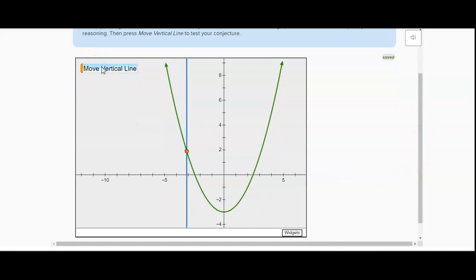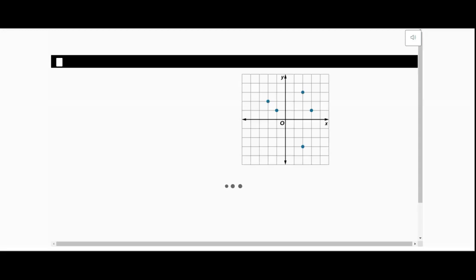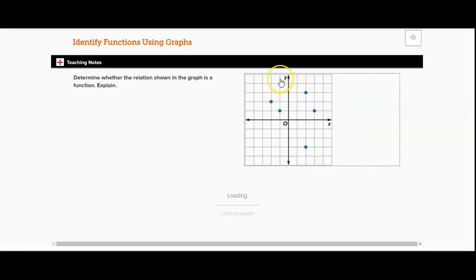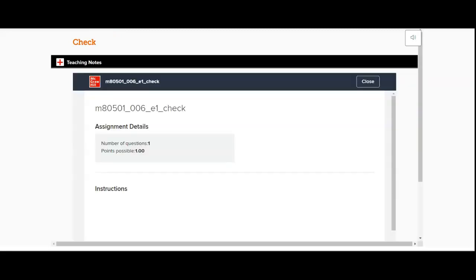If I take this vertical line, no matter where it is on the graph, this only touches this green graph at one point. So this one would be a function. So this one's fairly simple. If I draw a vertical line anywhere on this graph, I want to know if this is a function.